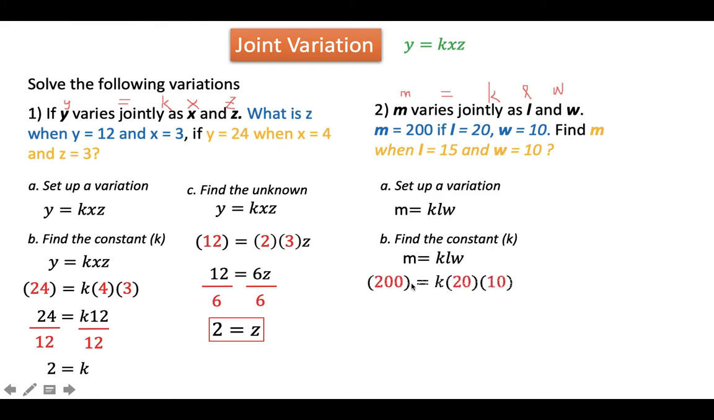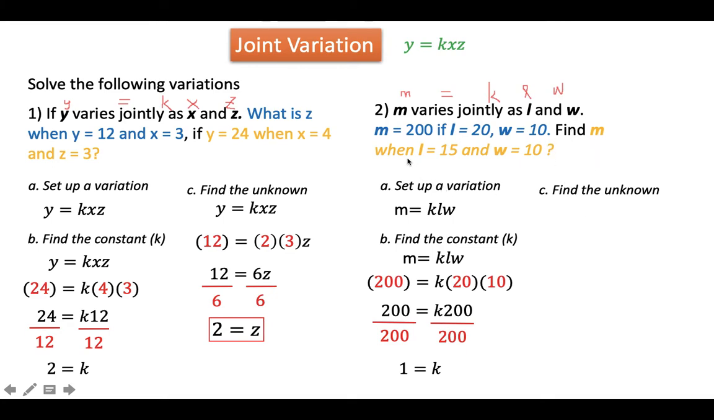So m here is 200, then L is 20, and W is 10. Then simplify 20 times 10, that's 200. Write down k and 200 here. Divide both sides by 200 because we want k to be isolated. Then 200 divided by 200 is 1. Our k is 1.